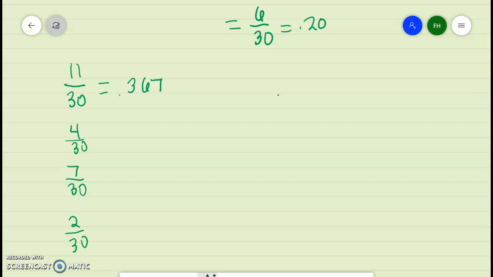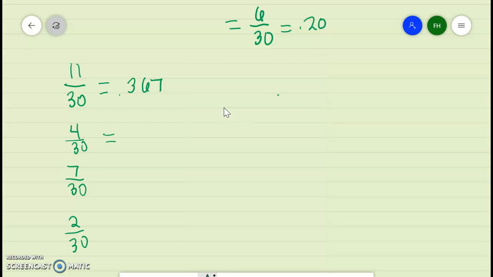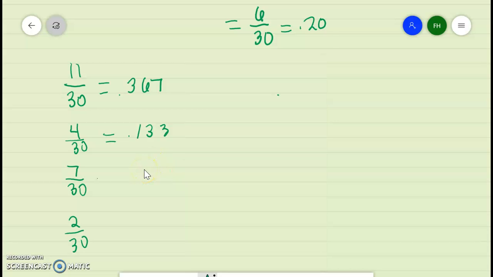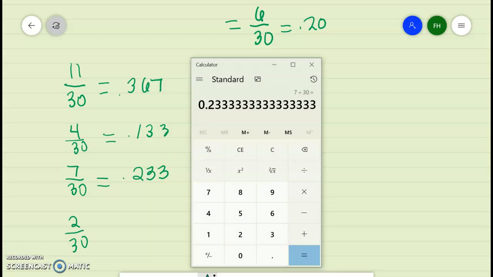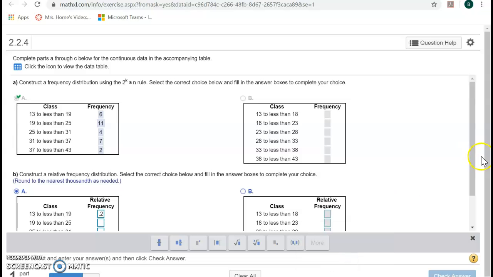Alright, for the next one, we're going to do 4 out of 30. So that would be 0.133, and it's going to stay a 3. It's not going to round up. Then we're going to do 7 out of 30, and that is 0.233. And then 2 out of 30 is 0.067. So let's go ahead and enter that, 0.367.